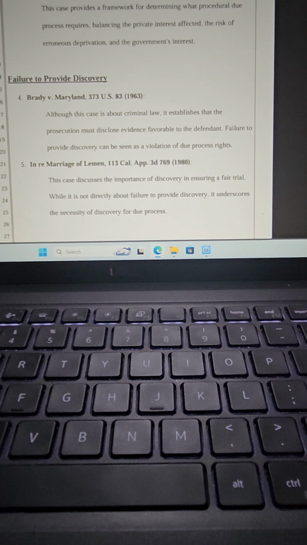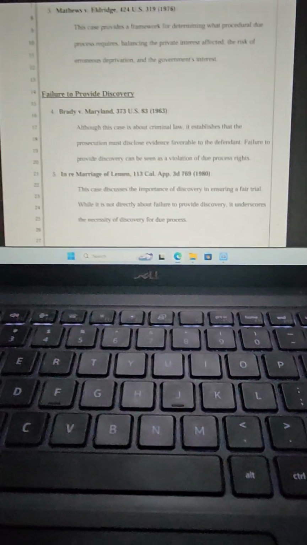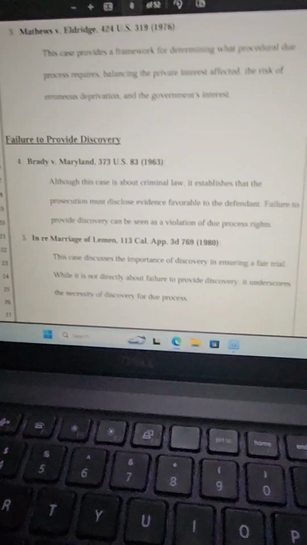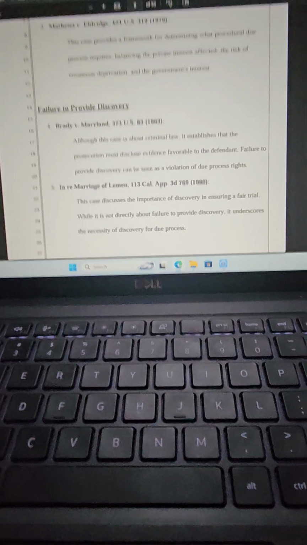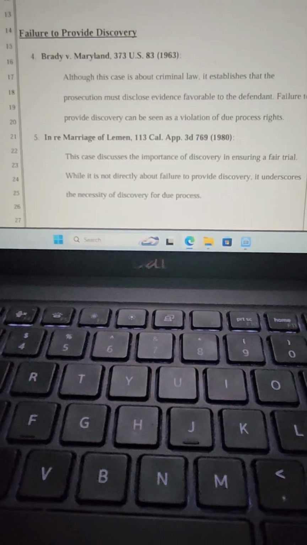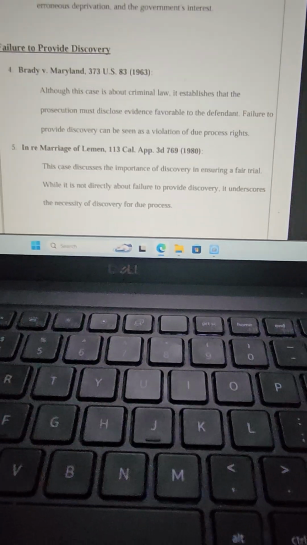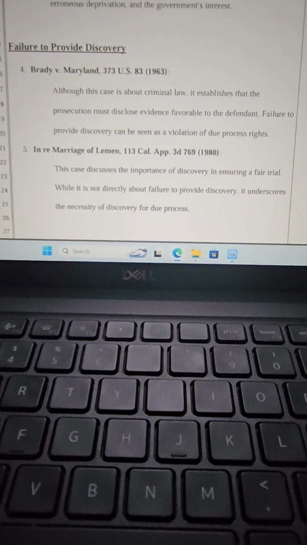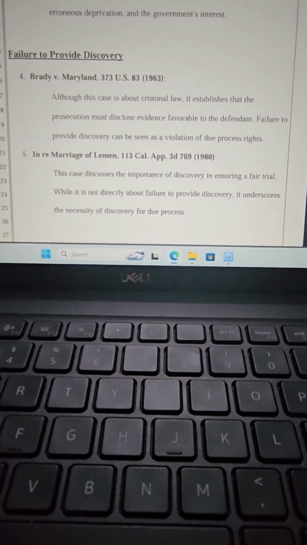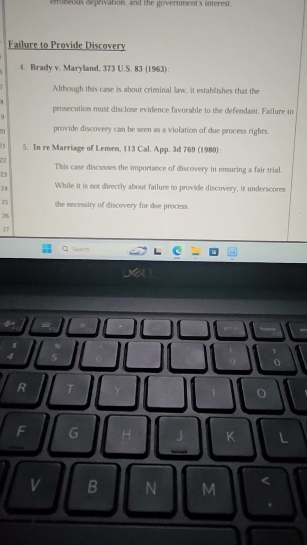Failure to provide discovery. The district attorney's office failed to provide discovery. They still have not provided me discovery. They said, oh, you can come down and pick it up. No. It's not go down and pick it up. You have to serve it to me. So here it is. Failure to provide discovery.